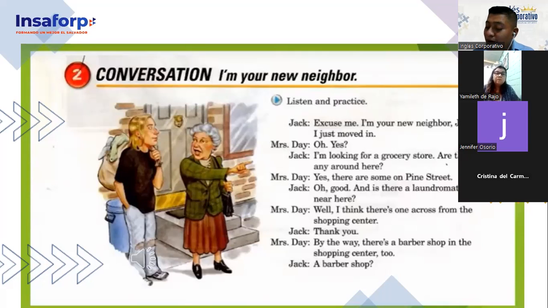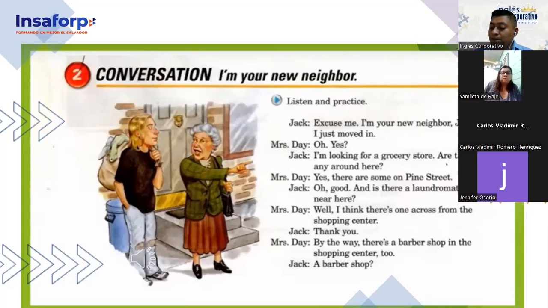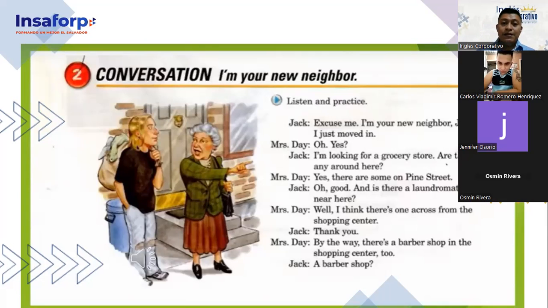Across from, do you remember about this preposition of place? What is the meaning of across from? Excellent, en frente de, that's the meaning. Thank you, and say, by the way, what's the meaning of that phrase, by the way? A propósito, o por cierto. Excellent, thank you so much for the translation. There is a barber shop in the shopping center too. And he is surprised, a barber shop?